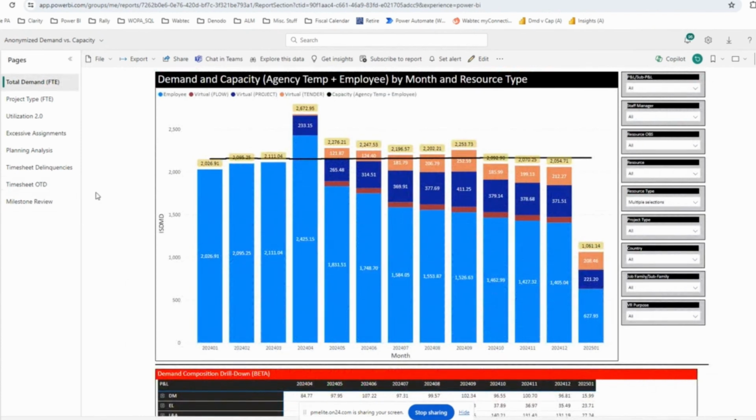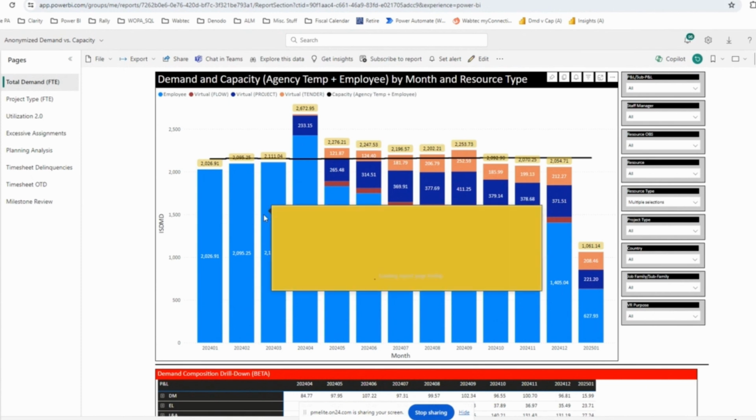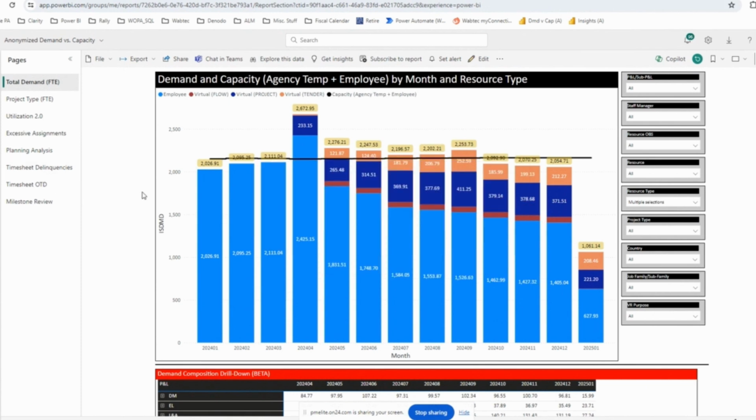The black line is the capacity. The stacked bars are the components of that demand. In the past, it's showing you the actual timesheets. In the future, it's showing you the composition of the demand. So the sky blue color is full-time employees.